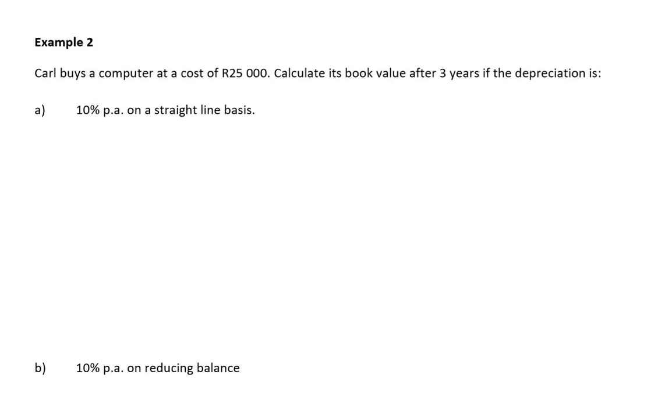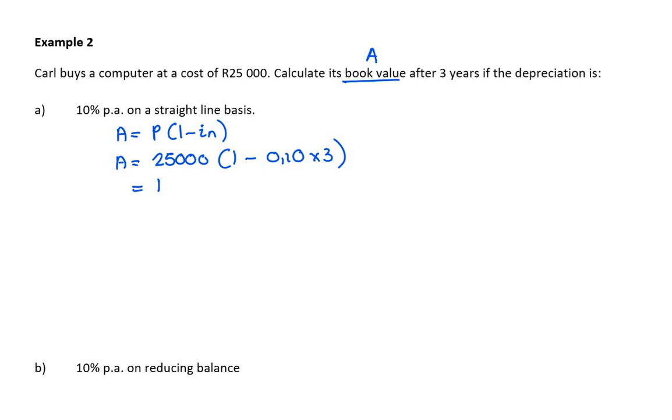So Carl buys a computer at 25,000 Rand. Calculate its book value, so that's the word they used. That is basically the A value, the final value that it's worth after 3 years, if depreciation is 10% on a straight line basis. So my straight line formula is exactly the same as the simple interest. In a way, it's 25,000. Instead of a plus, it's a minus, and it's 10%, and they said for 3 years. And that gives me 17,500 is the book value of my computer.